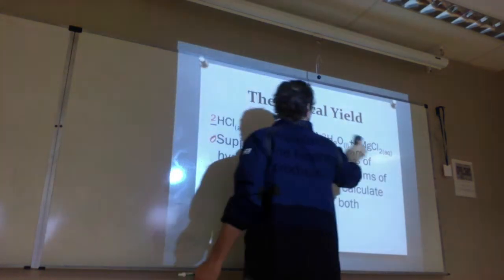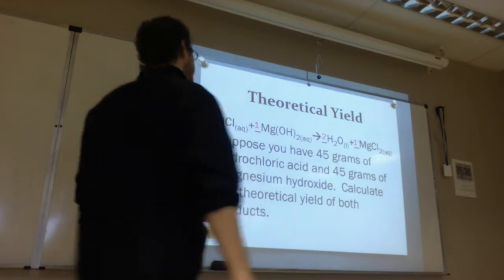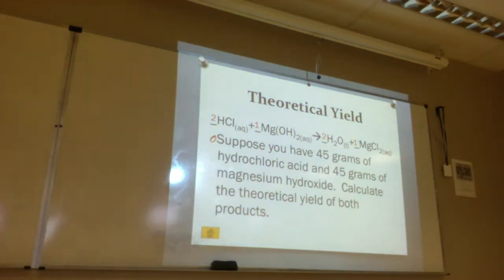Suppose you have 45 grams of hydrochloric acid, and you have 45 grams of magnesium hydroxide. Calculate the theoretical yield for both products. Alright. What's the first thing we have to figure out? Yeah, we gotta find the boss, don't we? We gotta figure out who's in charge of the reaction. We gotta figure out who's gonna limit.